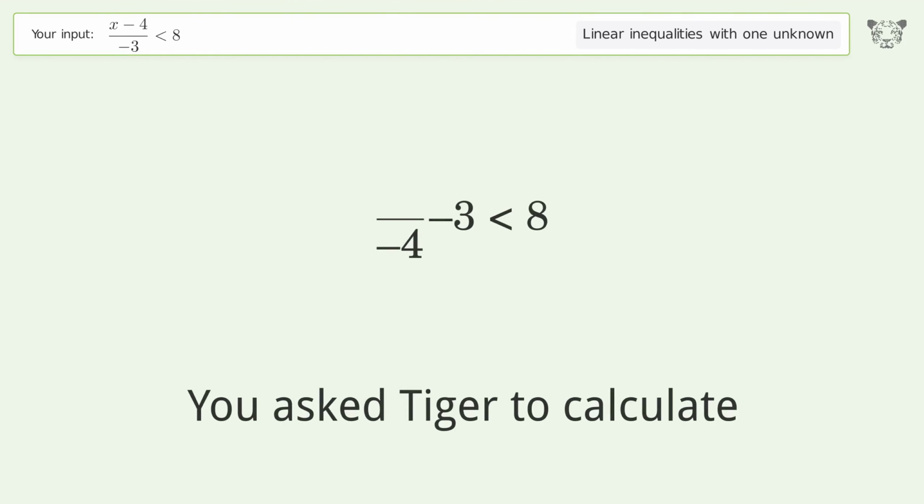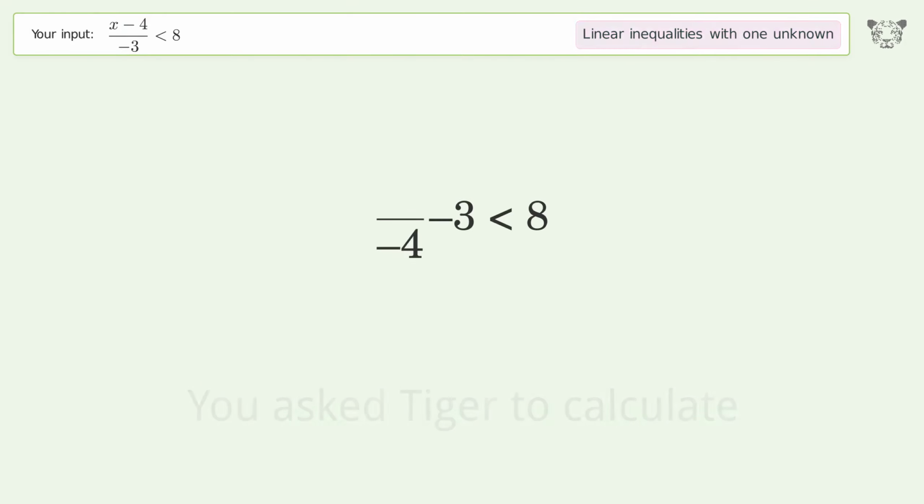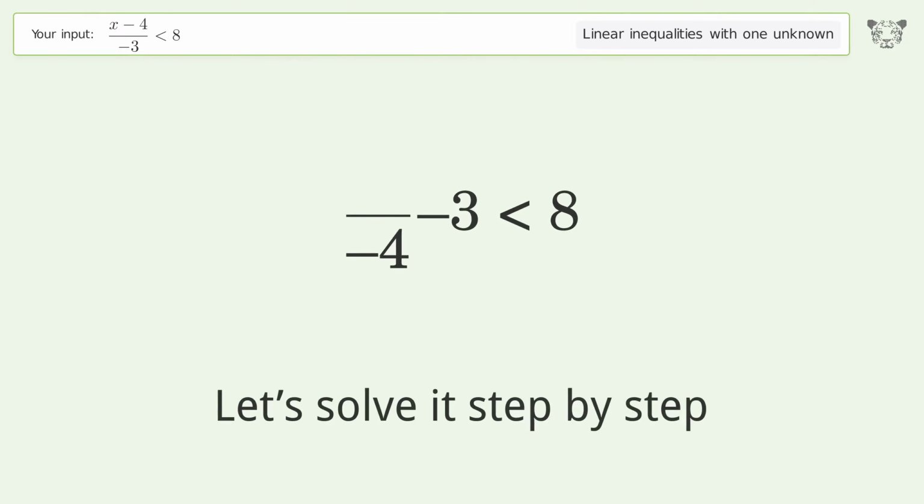You ask Tiger to calculate. This deals with linear inequalities with one unknown. The final result is x greater than negative 20. Let's solve it step by step.